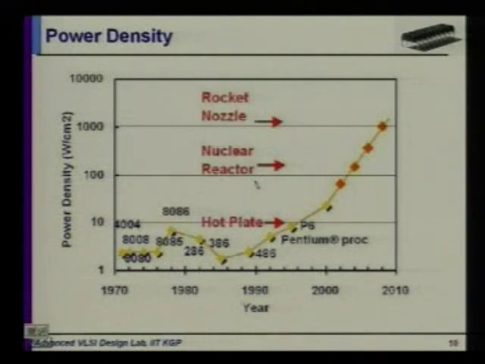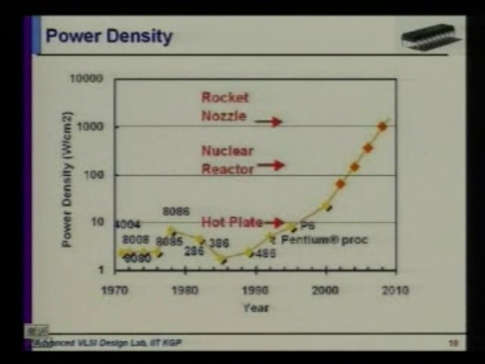This picture shows you the way the power density has grown. So starting from, so these are some comparing things. We have a rocket nozzle right up here, and by the look of it, by 2010 we will be up there, right? So your chip is going to heat up to the same temperature as a rocket nozzle. Now obviously then we will really have to have enormous cooling technology to prevent that from happening.